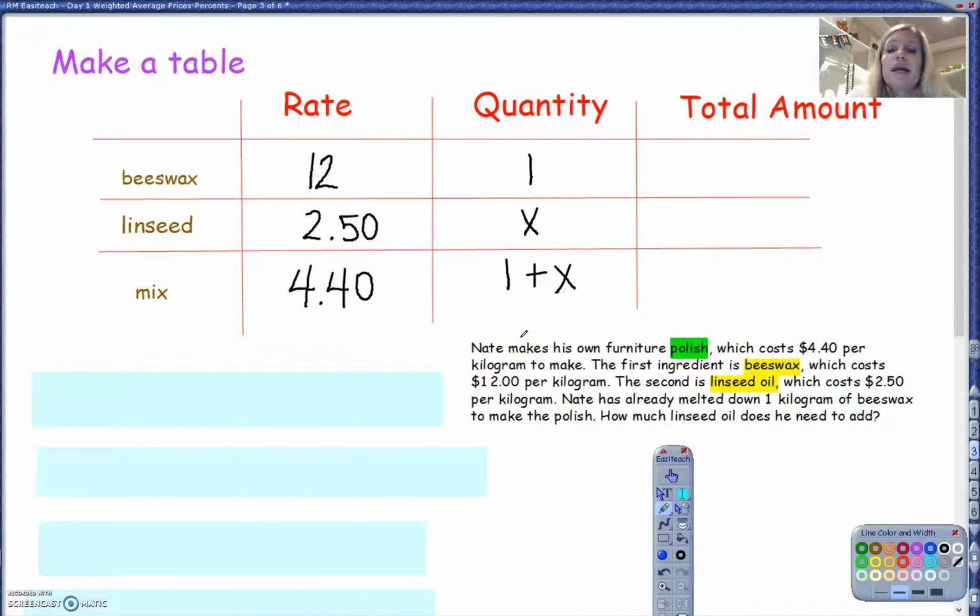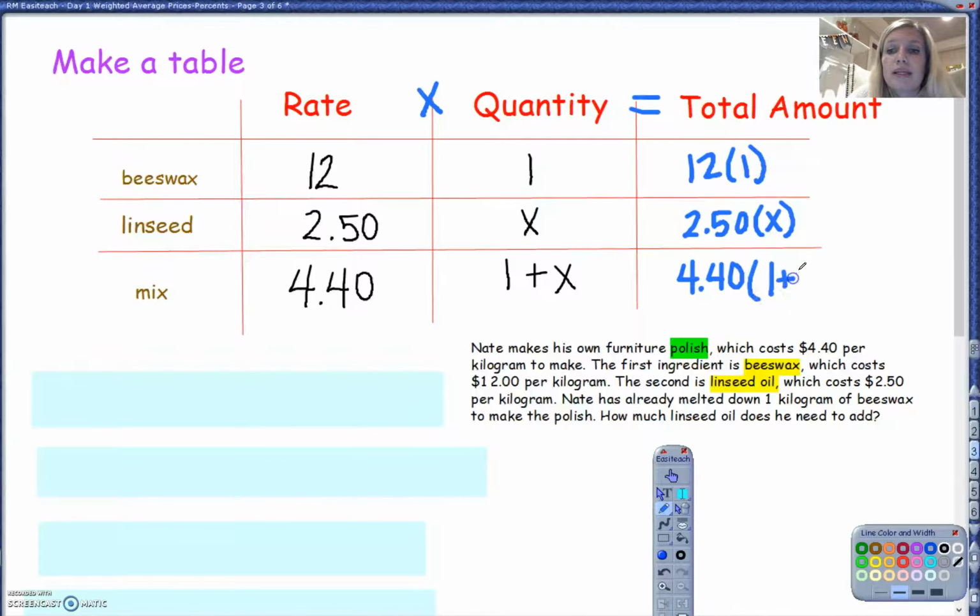To get our total amount, you're going to multiply your rate times your quantity. So I'm going to do 12 times 1, then 2.50 times X, and $4.40 times 1 plus X. So you multiply your rate times your quantity to get your total amount.